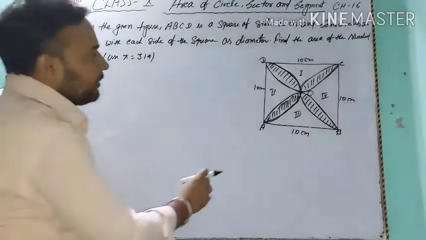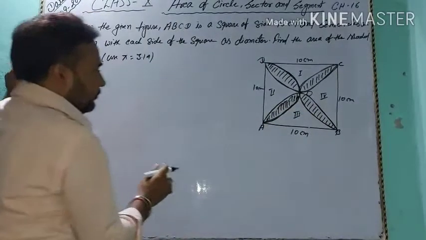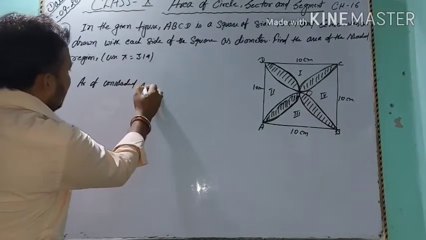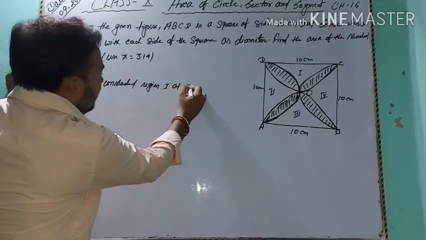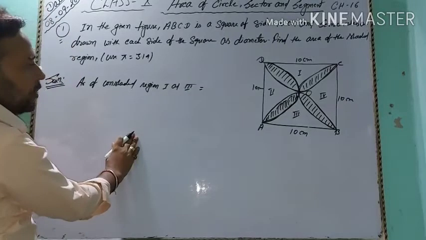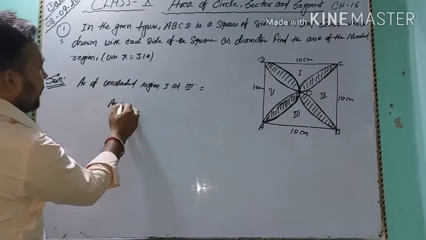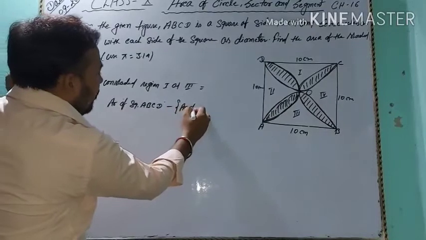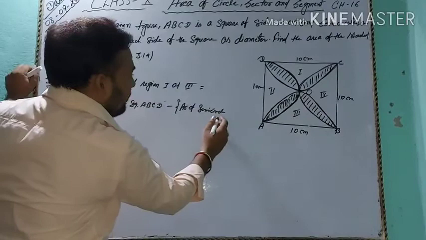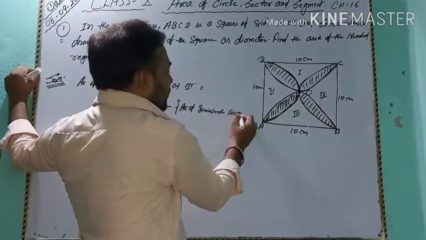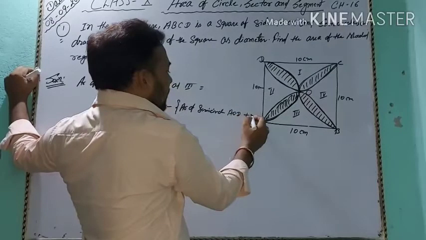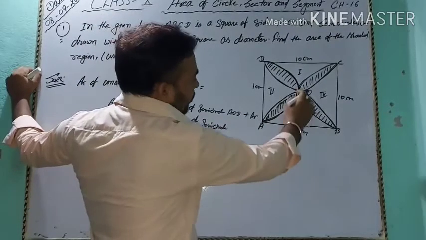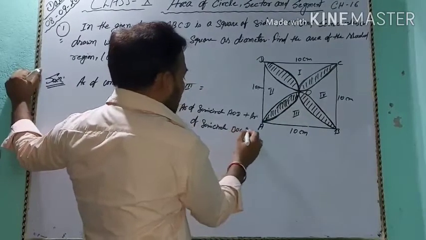first of all find the unshaded region 1 and 3rd. Area of unshaded region 1 and 3rd equal to area of a square ABCD minus area of semicircle AOD plus area of semicircle BOC. AOD and BOC. Okay.